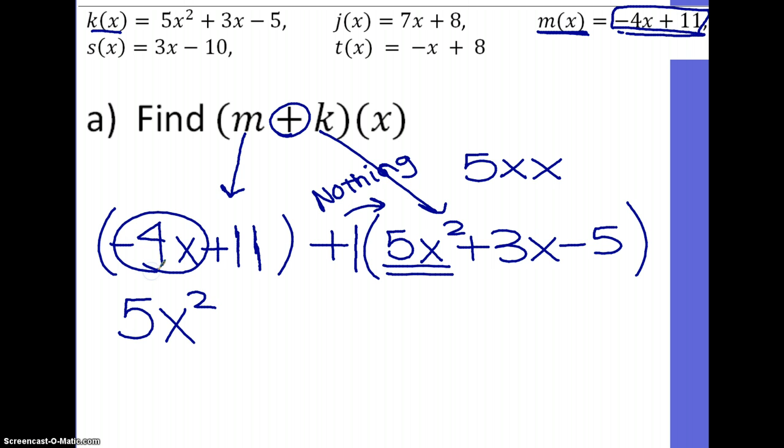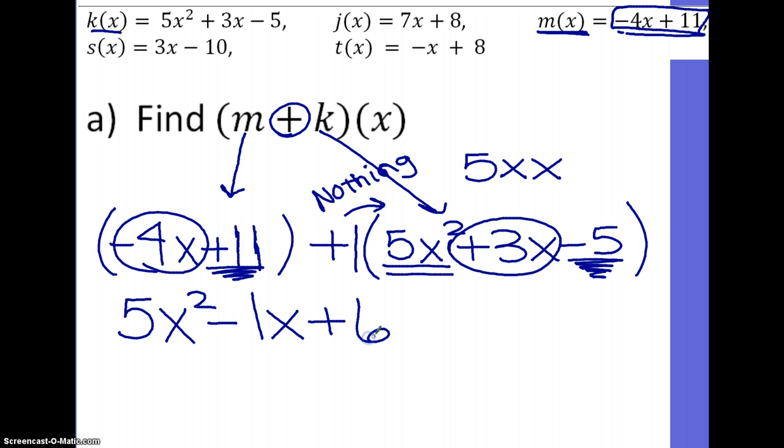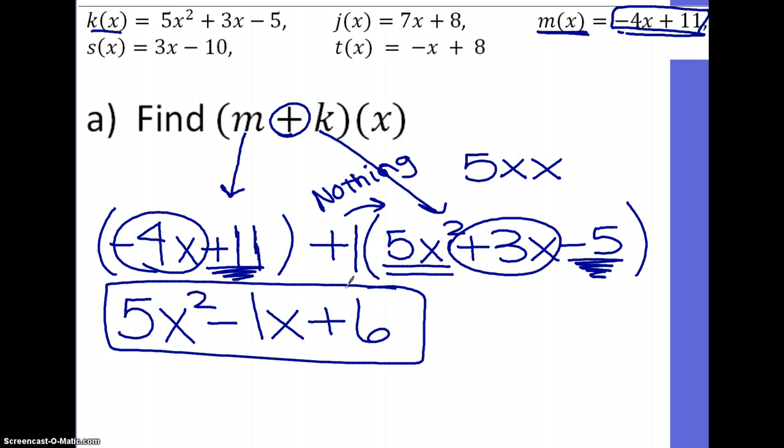Then negative 4x, notice that we can put that together with plus 3x. So negative 4 plus 3 is negative 1x, or just negative x. And then positive 11, take away 5, would be positive 6. So we've combined like terms. There's nothing else I can simplify. So what we've done is we've taken two functions, we added them together, combined like terms, and this is our simplified answer.